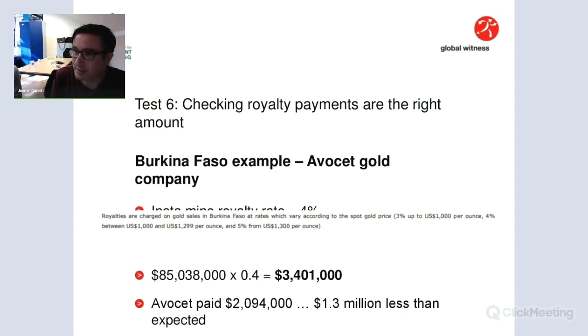There is a kind of a test on signature bonuses, which are really another important source of revenue, which is very vulnerable to corruption. I guess that's more about trying to make sure that the payments reported by companies match the receipts received by governments.